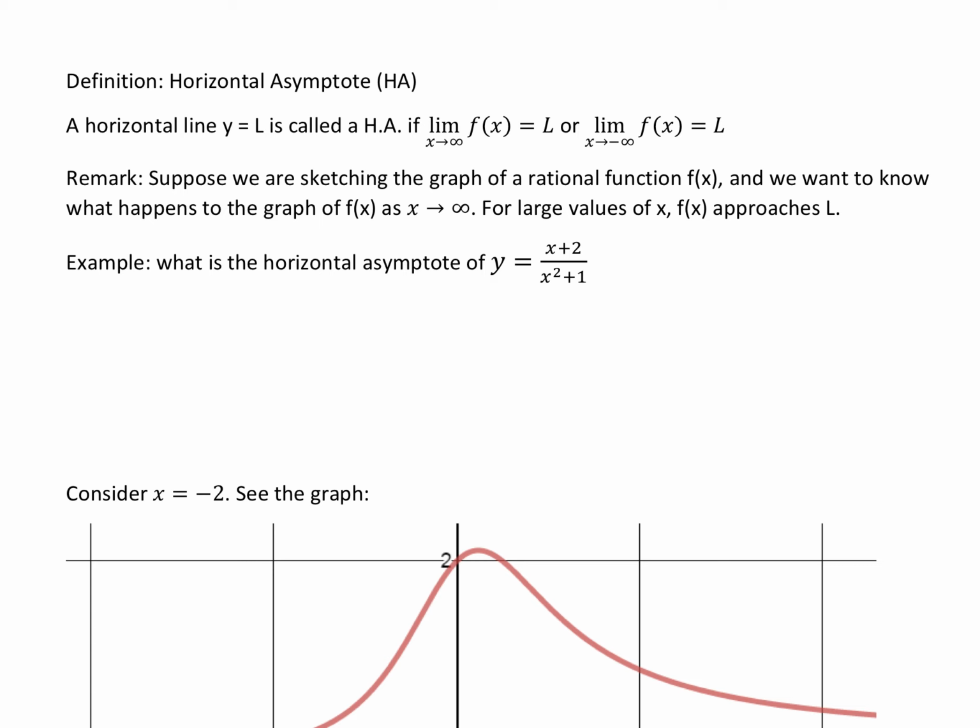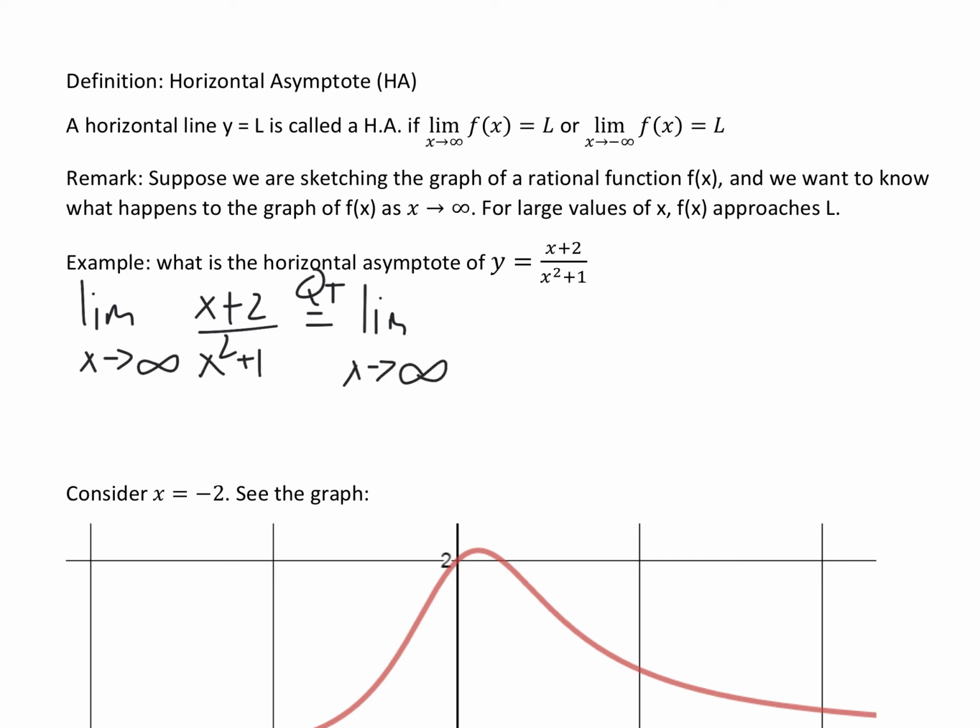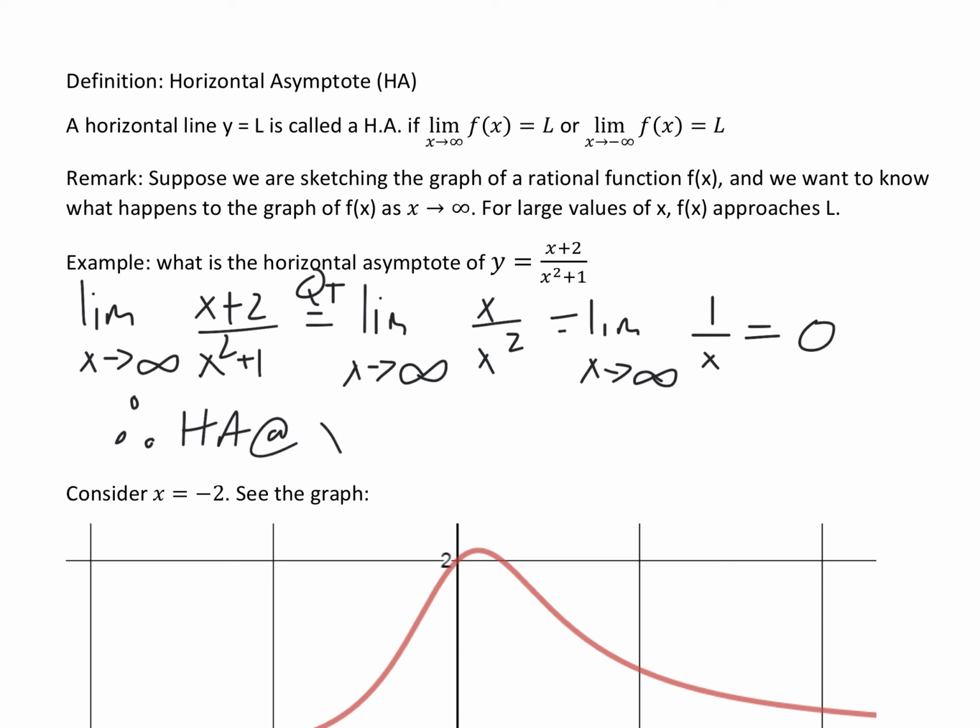First off, we have y equals x plus 2 over x squared plus 1. What would be the horizontal asymptote? Well, we could go ahead and do our regular method. We would take the limit as x approaches infinity of x plus 2 over x squared plus 1. Using the quotient theorem, that would give us the limit as x approaches infinity of x over x squared. We could, of course, simplify that down to the limit as x approaches infinity of 1 over x, which would simply be 0. So therefore, we would have a horizontal asymptote at y equals 0.